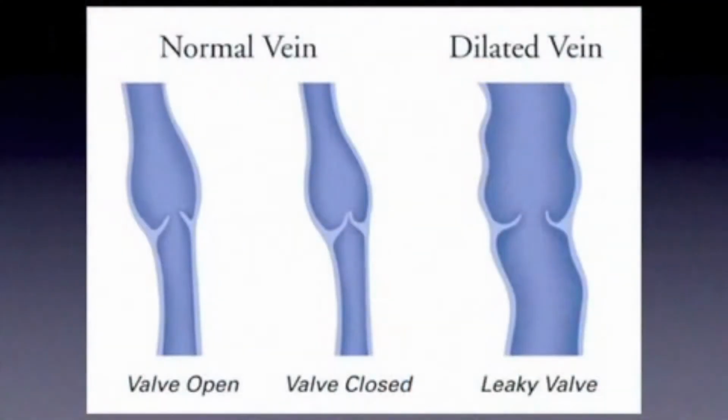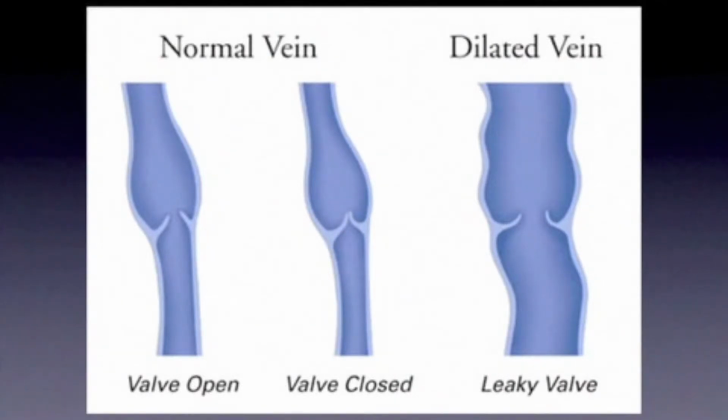This is a normal valve, which is open. This is a closed valve. And there's a leaky valve. I won't go into all the details about why valves become leaky, but the bottom line is when the calf muscles contract, blood goes up. When the muscle relaxes, the valves close, blood can't come back down.